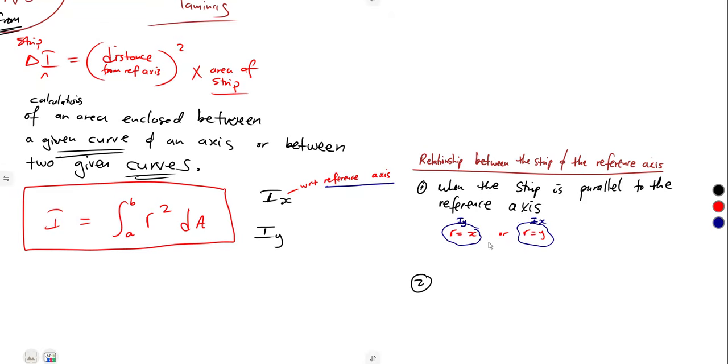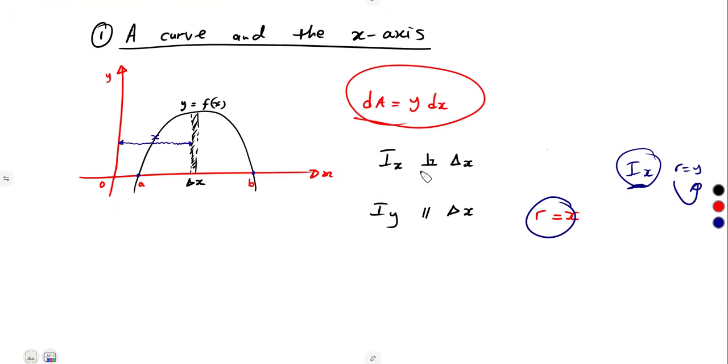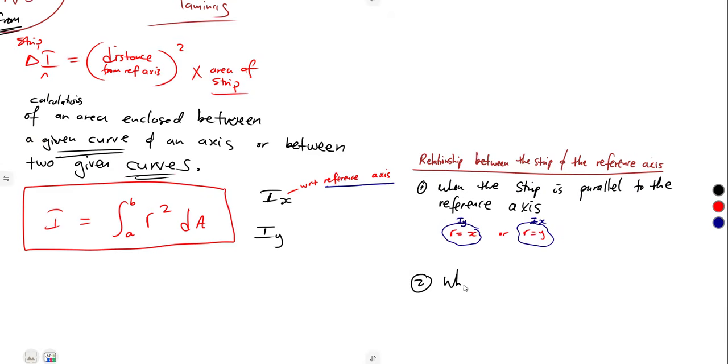Then the second one, they can be perpendicular like what we saw here. We can have this condition where you're calculating the second moment of area, and the reference axis and the strip are perpendicular, all right? So when that happens, another condition is when the strip is perpendicular to the reference axis.